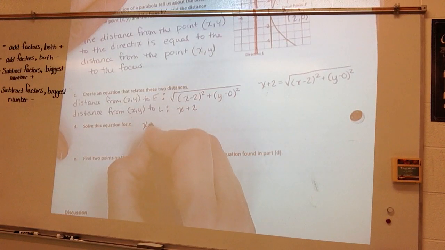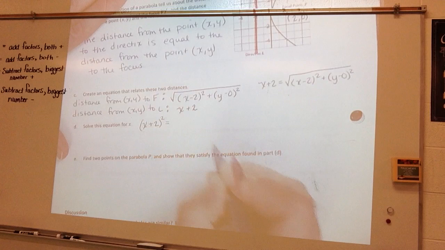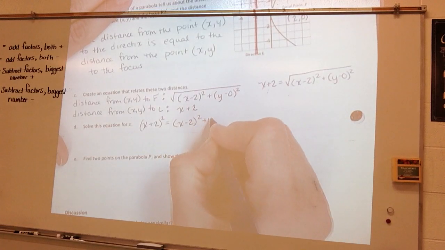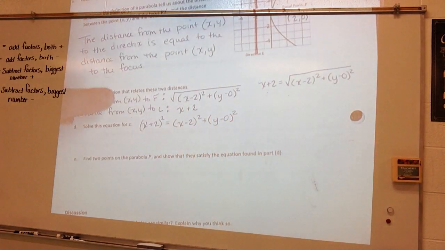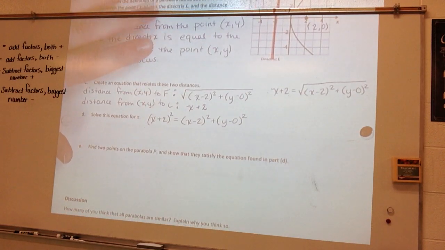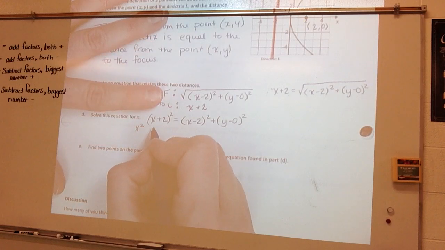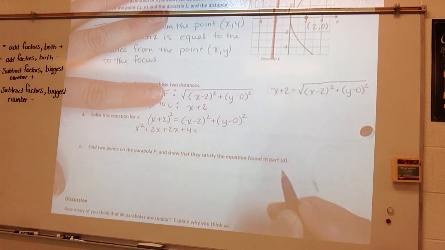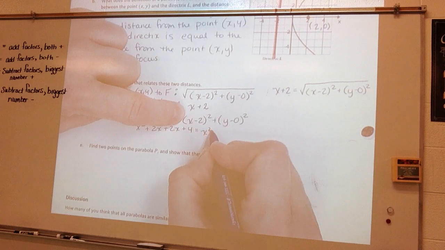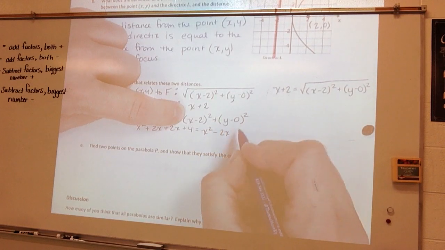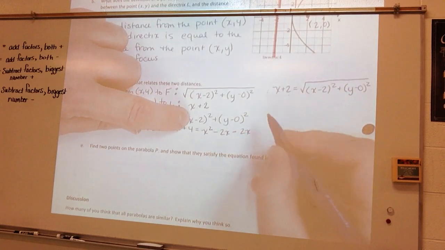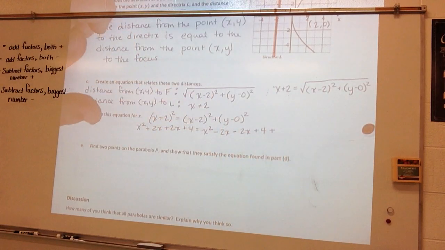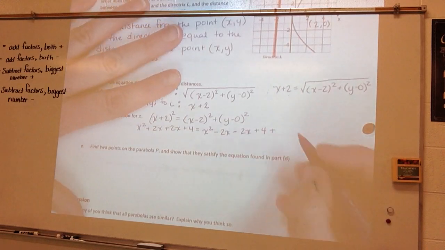So I have x plus 2, and I have to square that to get rid of the square root. So I have (x minus 2) squared plus (y minus 0) squared. Let's go ahead and square x plus 2. So x times x is x squared. X times 2 is 2x. 2 times x is 2x. 2 times 2 is 4. X times x is x squared. X times -2 is -2x. -2 times x is -2x. And -2 times -2 is +4. And then I have y minus 0. That 0 doesn't exist really, so I'd have y squared here.